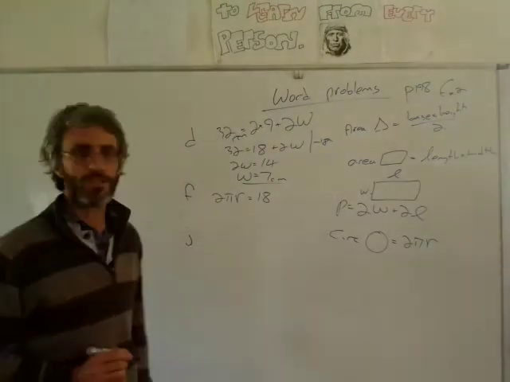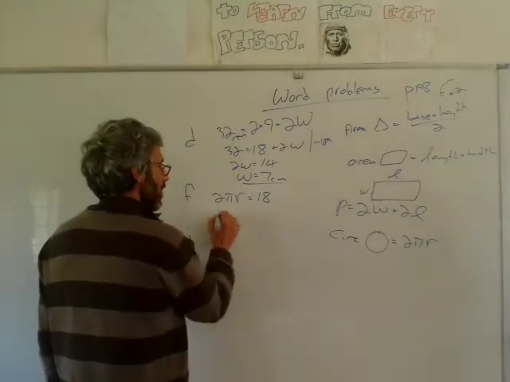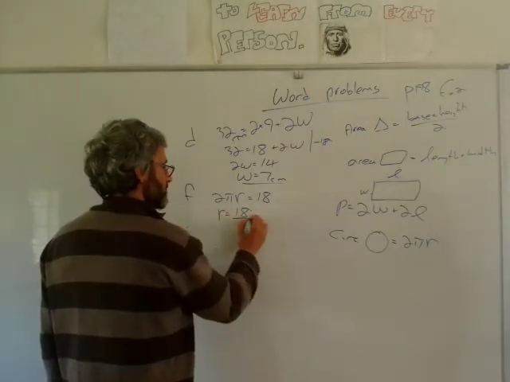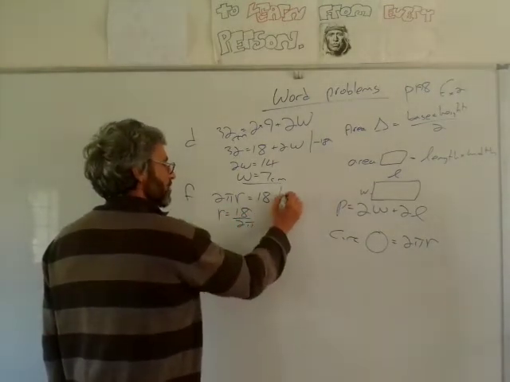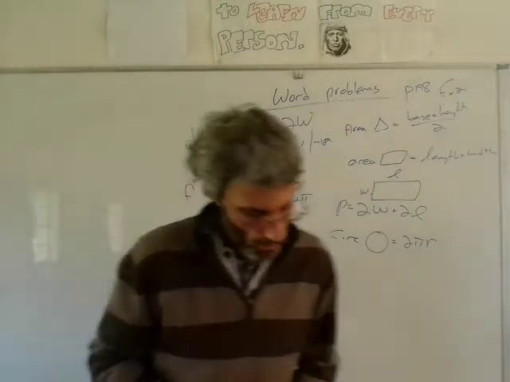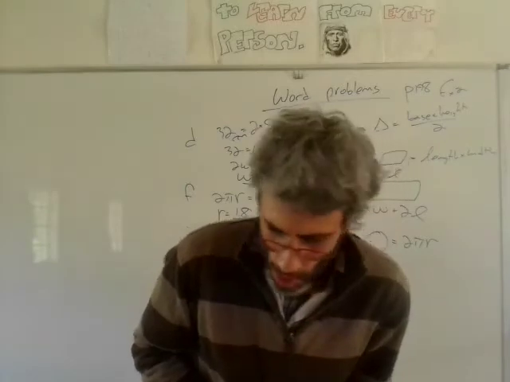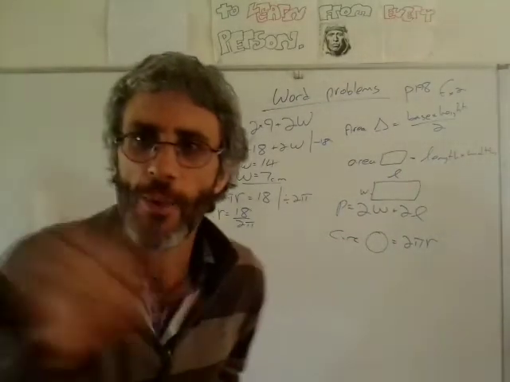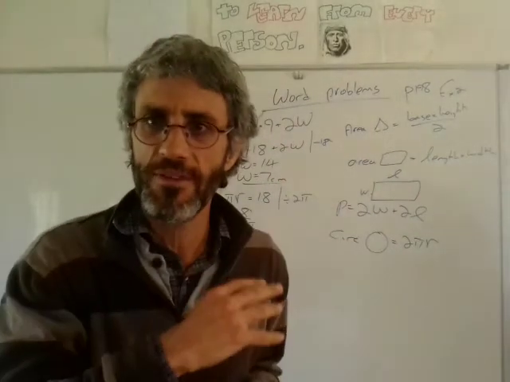We need to find out r. Okay? r is going to be 18 divided by 2 pi. I just divided by 2 pi. I want to get rid of that 2 pi. So 18 over 2 pi. Now we have to use the calculator to find an answer for that. We can't leave it like that.